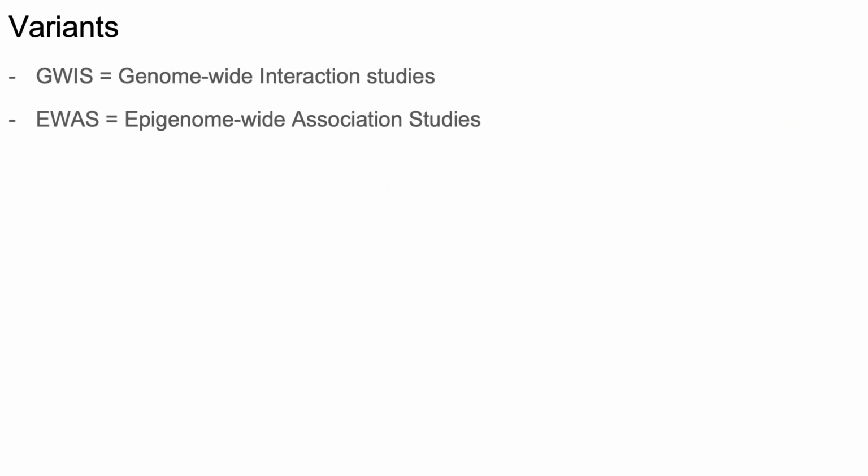Here are two variants of such agnostic studies, a GWIS, which is a genome-wide interaction study, or an EWIS, which is epigenome-wide interaction studies, among others.